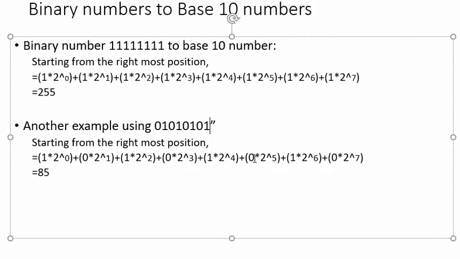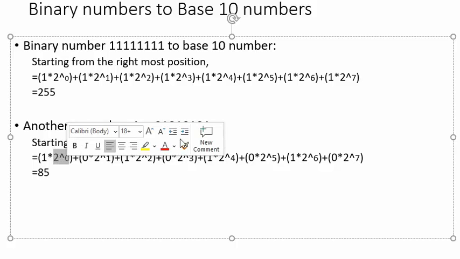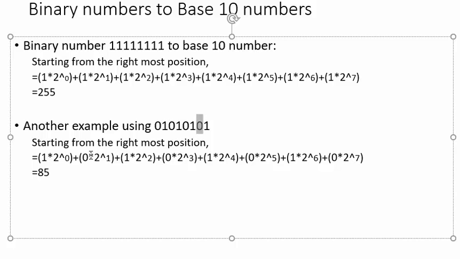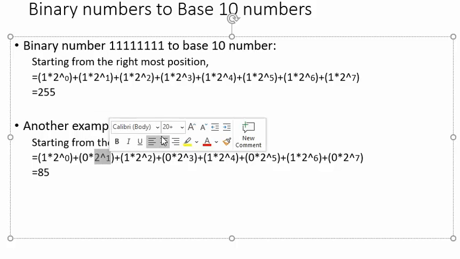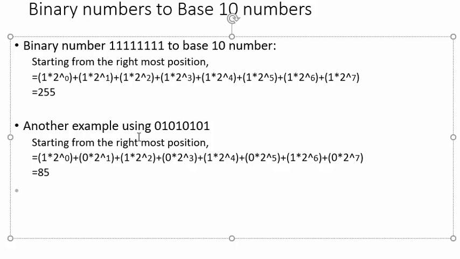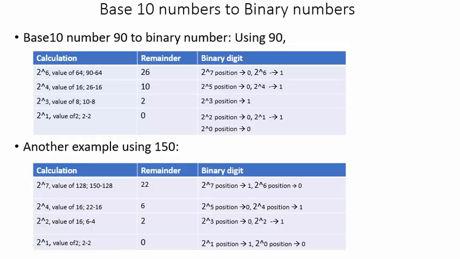Same thing, another example, using 0, 1, 0, 1, 0, 1, 0, 1. Same thing, from the rightmost position, take 1, multiply by 2 to the 0. Next position, 0, then you take 2 to the 1. Then you keep adding it all the way to 0 times 2 to the 7. And you get 85. Same thing, if you convert 85, you should be able to get 0, 1, 0, 1, 0, 1, 0, 1. That's what we're going to do next.